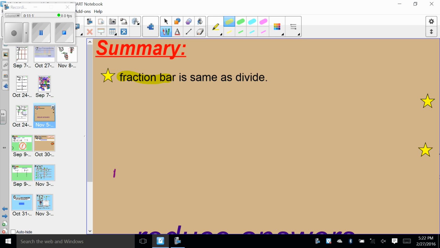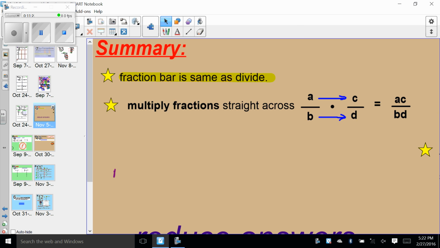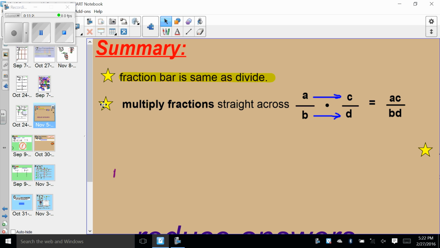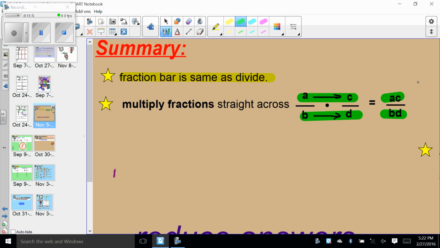So for summary today, just a couple things. Remember that the fraction bar is the same as division. So if you want to put it in your calculator and use a decimal, you're totally fine doing that. When you multiply fractions, remember, if you're choosing to do reciprocal, you multiply top, multiply bottom, A times C over B times D. And you'll need that if you're doing any distributive property with that work as well.